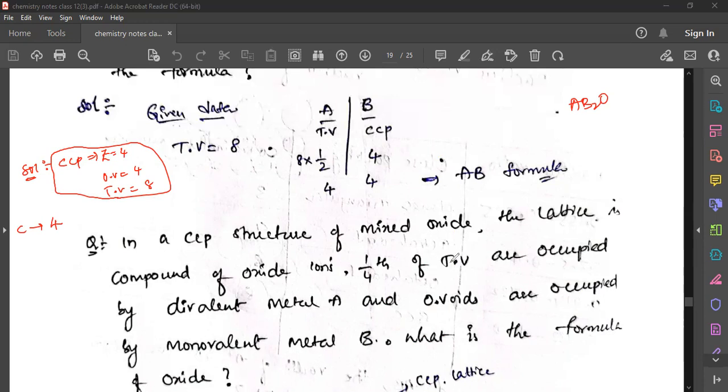And 1/4 of the tetrahedral voids are occupied by the divalent metal atom. Divalent metal atom means M plus 2, right? That is A. So A is occupying only 1/4 of the tetrahedral voids. That means 2. What about the B? Octahedral voids are occupied by the monovalent B atom. So B is monovalent. How many octahedral voids? 4. So 4 equal to 4. So if you solve this now, what will you get as the answer?